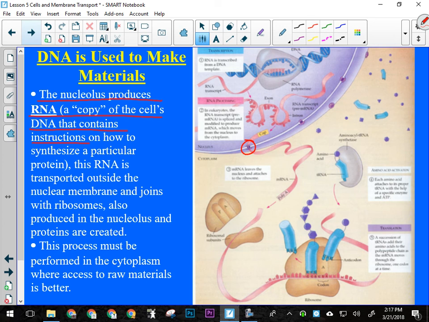Questions on that? So what does the nucleolus do? That's what we get off the slide. What does the nucleolus do? Copies DNA. Good enough. Okay. Nucleolus copies DNA.